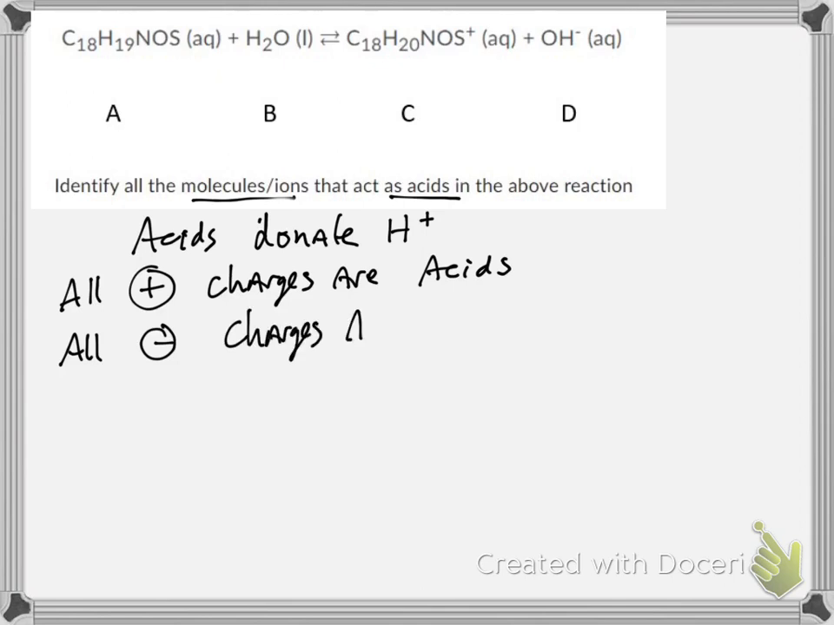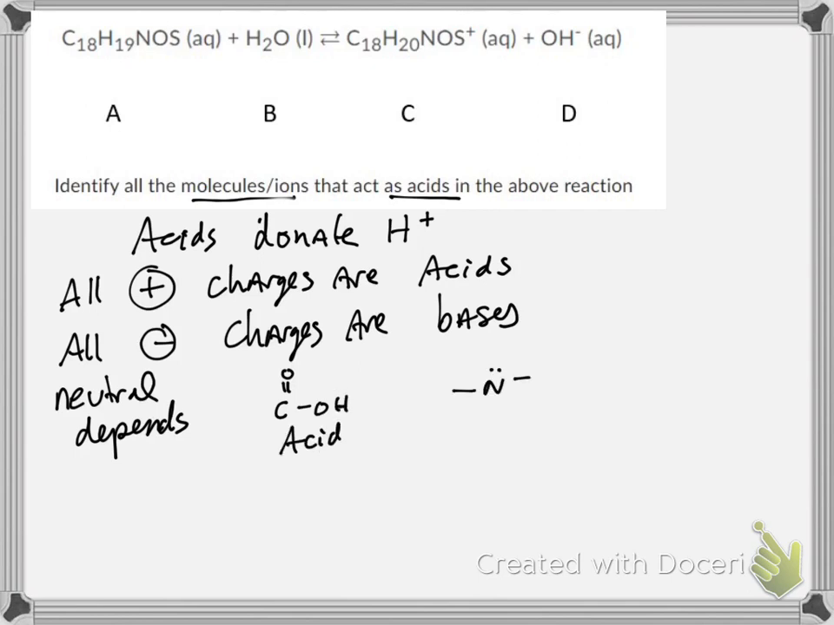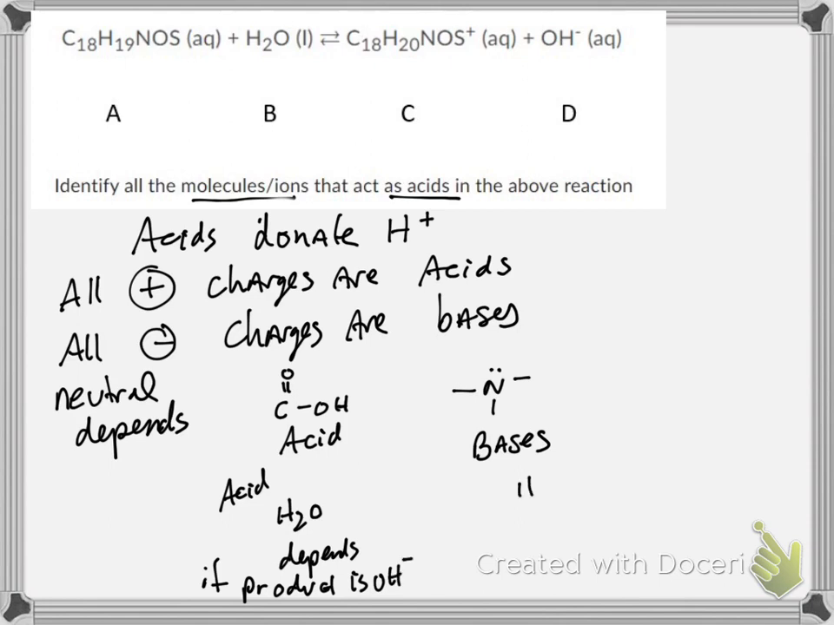All negative charges are bases. Neutrals depend. You have to really take a look at the functionality of each group if they're neutral. If it's a C double bond OH neutral, that's an acid. If it's a neutral nitrogen, that's a base. Water can act as an acid, and we would know that if the products involve hydroxide ion. Water can also act as a base, and we would know that if the products are H3O+. So that's the story behind neutrals and charges.